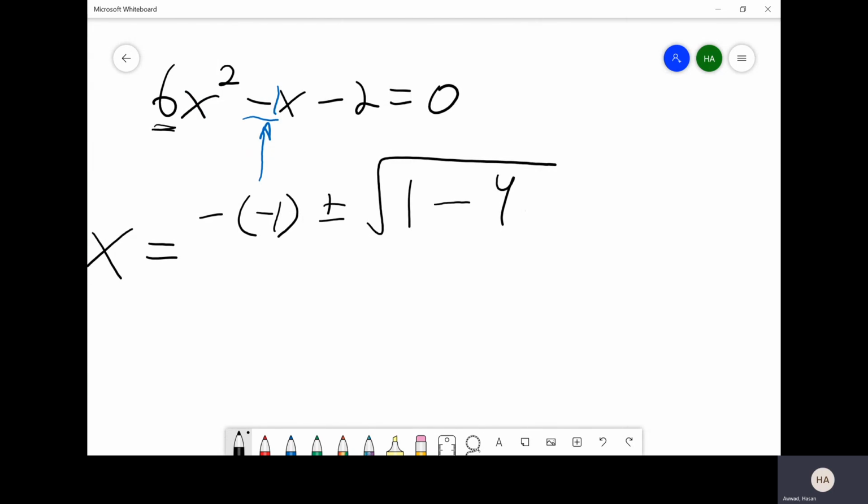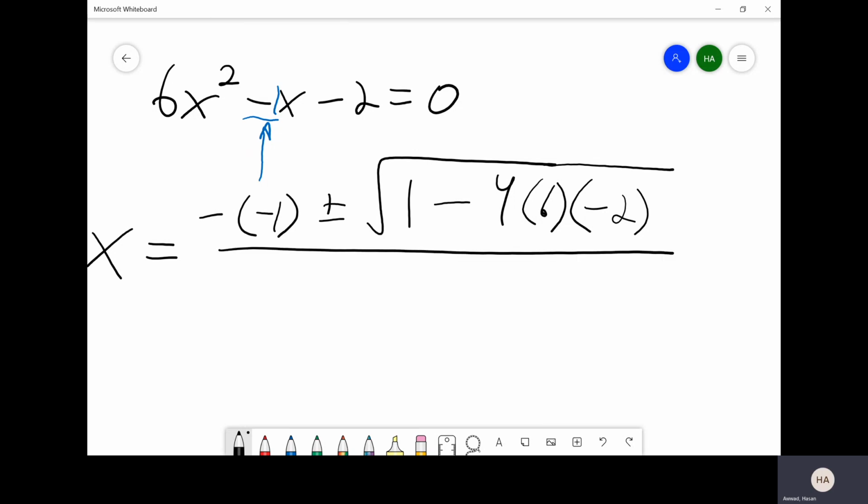But what are a and c? Well, a is 6, right? That's my a, it's a positive 6. So we get 1 minus 4 times positive 6, and then we have a negative 2, right? So we get a negative 2 in for our c value right here. And now this is all over 2 times a, which is 2 times 6. And once again, I'm giving you the tip, don't multiply out the 2 times 6 until the very end when you're sure that nothing is going to cancel with that 2. Because if you can cancel, obviously I want you to cancel to make it as simple as possible.